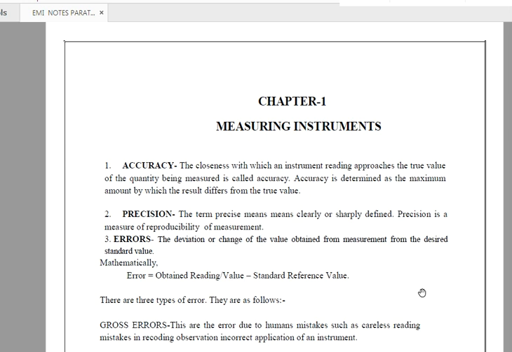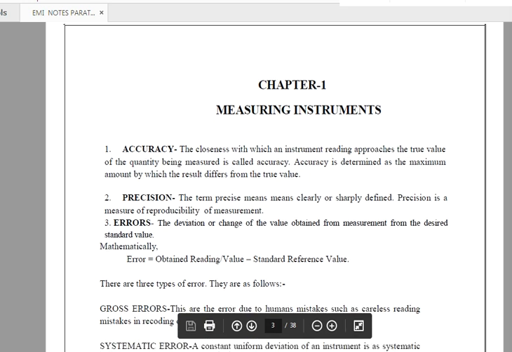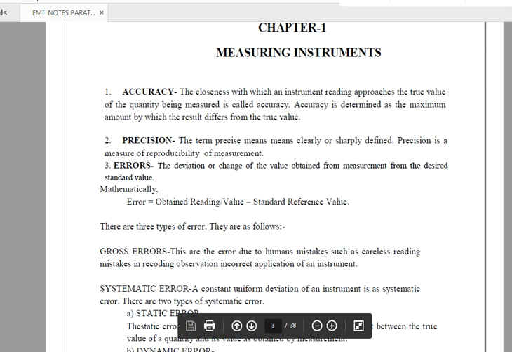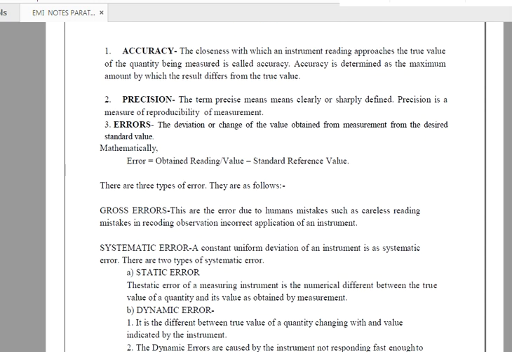Then we will study what the types of error are. Gross errors are errors due to human mistake. Gross errors arise due to the mistakes of those who are doing the experiments, the people who are doing the measurement.